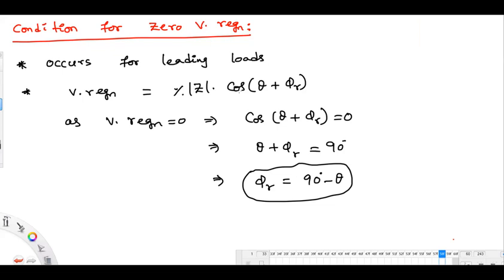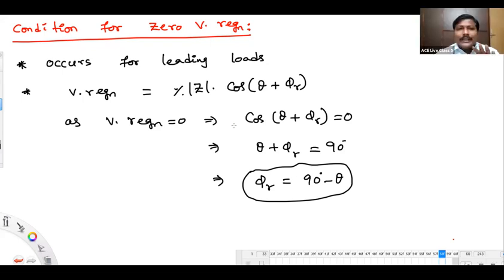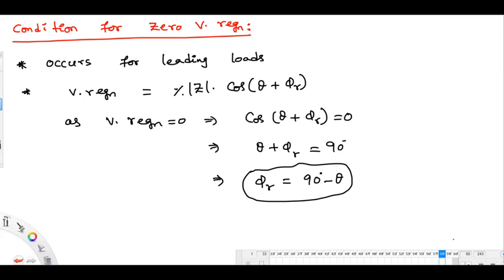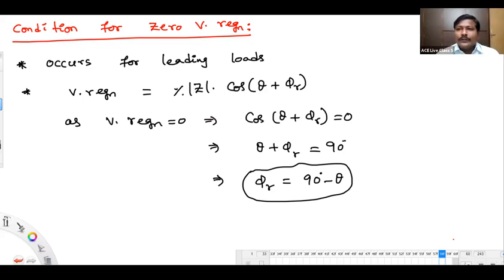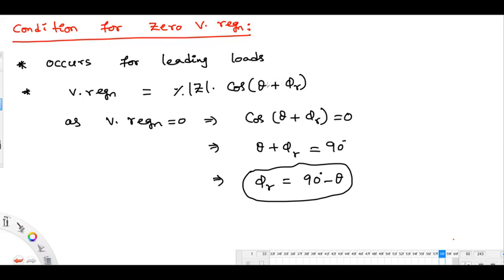Sir, in the ABCD parameters, for A equal to D, you said it is symmetric. Actually, for symmetrical networks, A equals D will occur. From an examination point of view, to check whether the network is symmetrical or unsymmetrical, we check whether A equals D or not. But the original statement is: for symmetrical networks, A and D are equal.